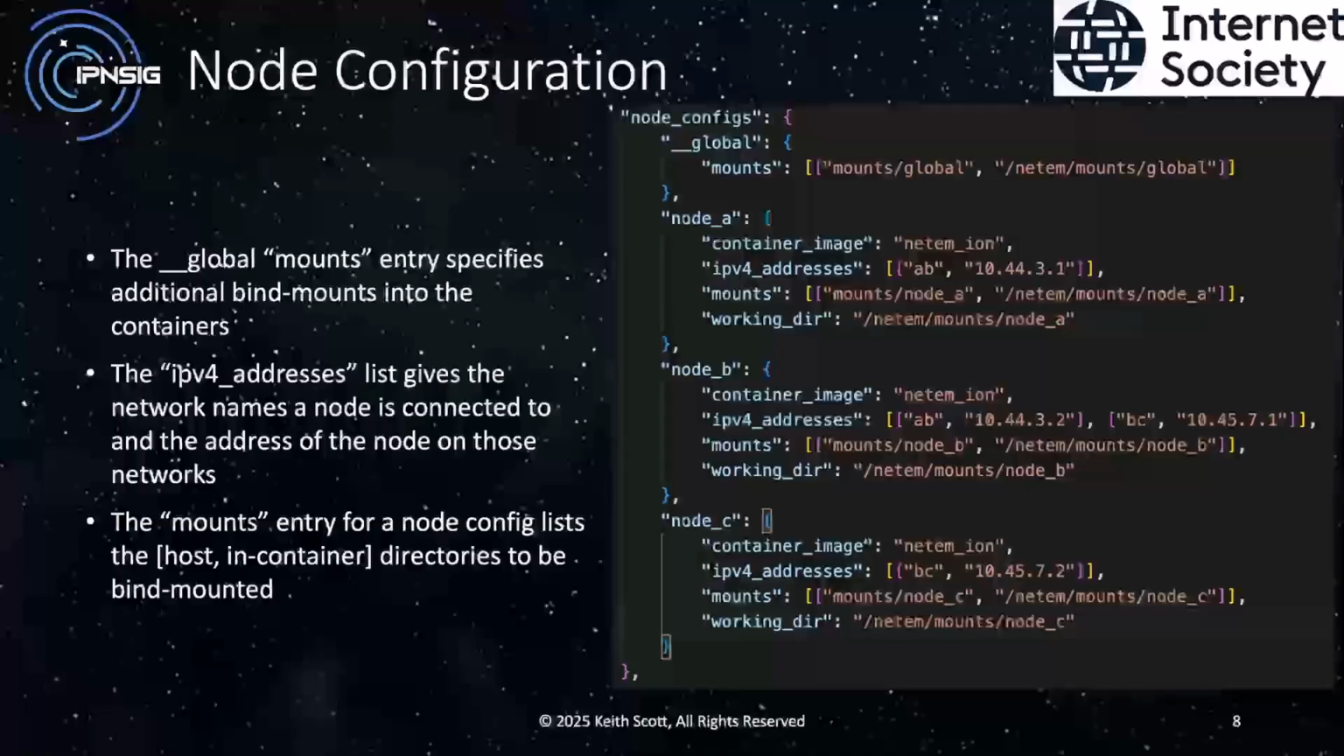There's also this global mounts up at the top, which defines a directory that gets mounted into all of the nodes. So a lot of times you want to have some utility functions, some utility programs that you're running, and you want those to be available to everybody, and you don't necessarily want to copy those into every one of the bind-mounted directories. So the global directory gives you a good place to put stuff like that.